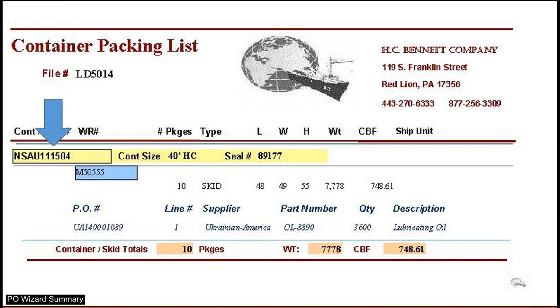Note there would be a separate list for each container, and the WRs are listed that are loaded in that container. The form also summarizes the piece, weight, and cube count of each container. This information can be included on the master given to the steamship line.